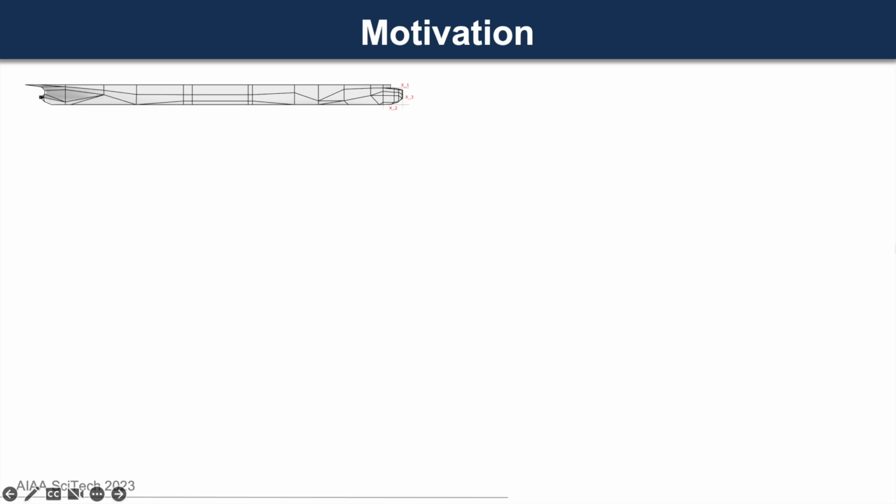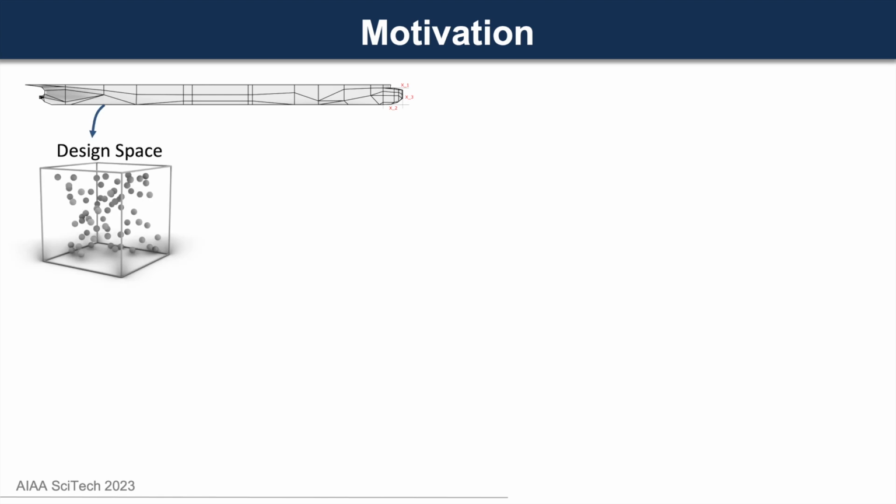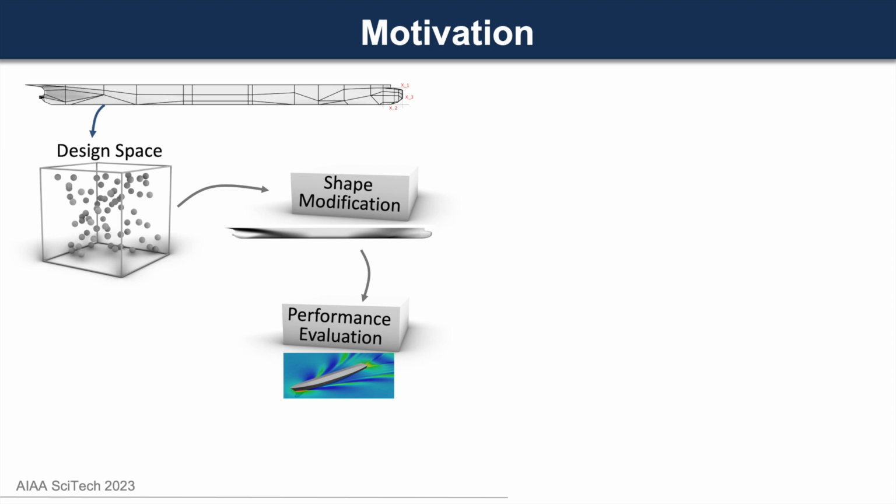Consider we have a design, in our case, a ship design, which is parameterized with three different parameters. These three parameters will give us a three-dimensional design space where this sphere represents any design instance, a random design instance. With this, we have a shape modification method. For any parametric instance, the shape modification method will update the design and give us a new design. And we also have our performance evaluation code, which gives us the performance criteria we are interested in.